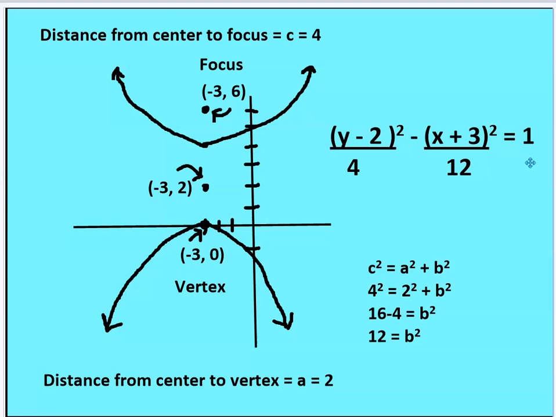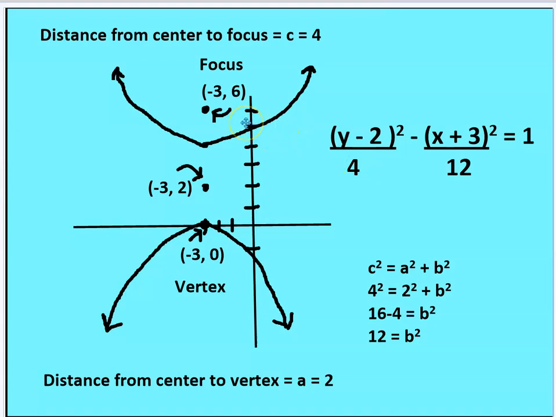All right, so the a squared value is going to be 4, and that's going to be based on the distance from the center to the vertices. So center to the vertices in this case is going to be 2 units. So 2 squared here is going to be 4.